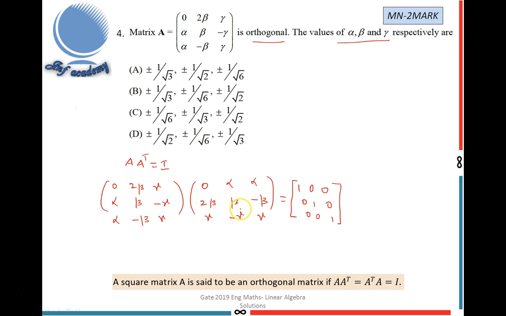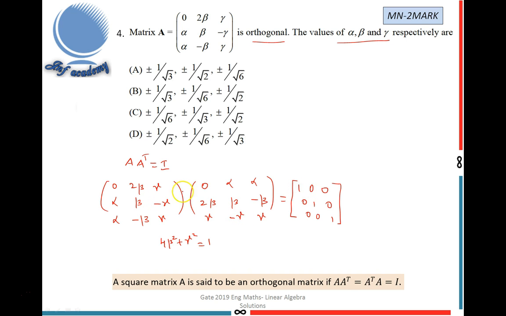Multiplying these two matrices and equating with this matrix, we can get the values of alpha, beta, gamma. First multiply first row, first column, and we get the element 1. Adding all the elements: 0 plus 2 beta times 2 beta, that is 4 beta square, plus gamma into gamma, gamma square, equals 1. This is the first equation.